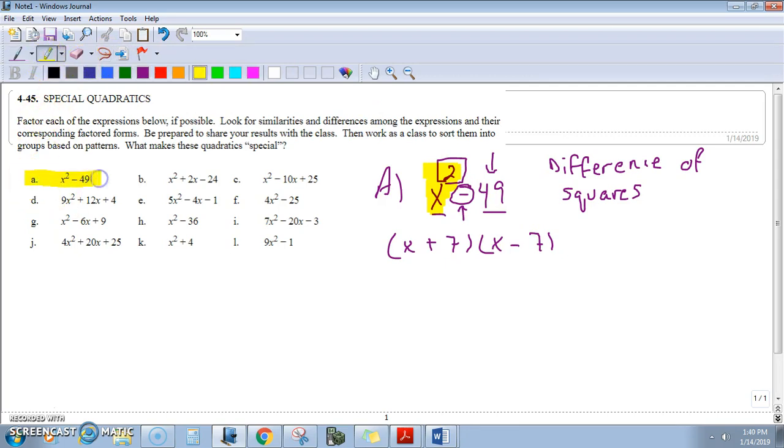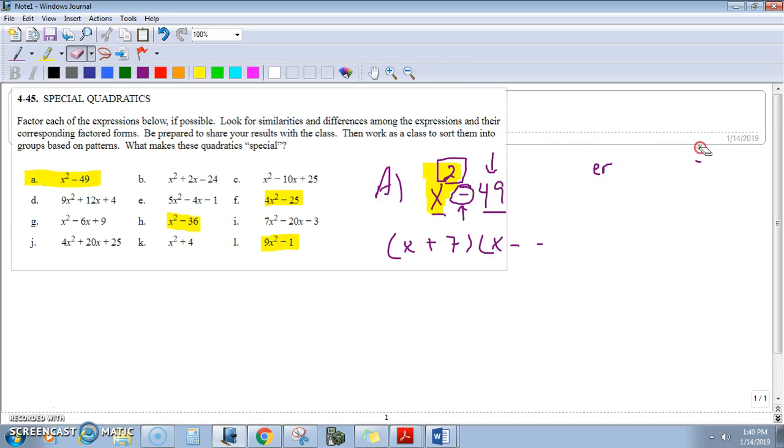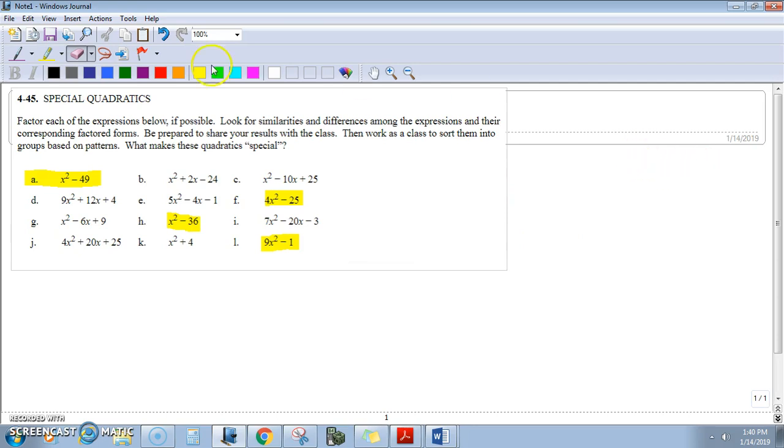But let's see, let me highlight all the ones over here I feel like are exactly like that. This one, x squared plus 4. Oops, no. It has a plus, it's not the difference of squares. This one, 9x squared minus 1, x squared minus 36, 4x squared minus 25. I think that's it. So let's go ahead and do these ones because it'll be really easy.